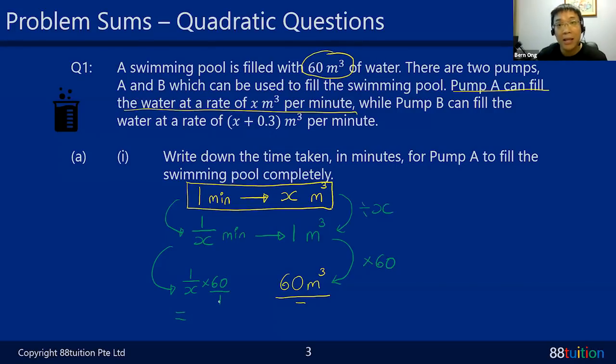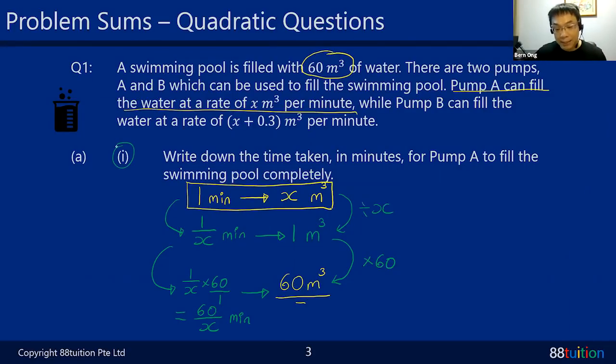In primary school, we learn this. Come on, fractions. Top times top, bottom times bottom. 1 times 60, X times 1. Can you see? This is minutes. So we have 60 over X minute to fill up your 60 cubic meter of water. This is the first answer.